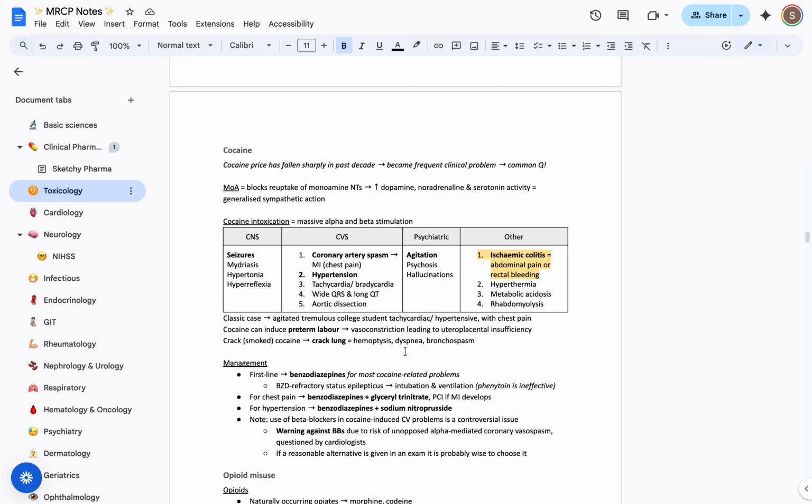Management. The first line management is benzodiazepine for most cocaine-related problems. Remember that it causes agitation. So you give benzodiazepine. If we have benzodiazepine-refractory status epilepticus, you do intubation and ventilation. For chest pain, you add nitrates. For hypertension, you add sodium nitroprusside. Don't use beta blockers because there's a risk of unopposed alpha-mediated coronary vasospasm.